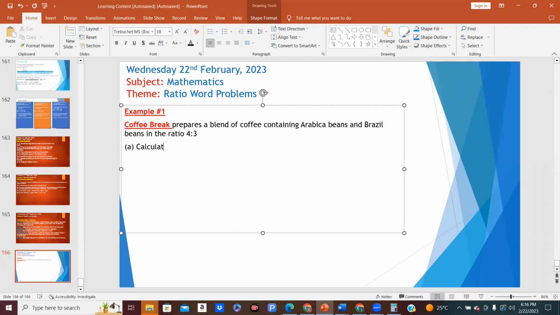Question A: Calculate the weight of the Arabica beans in a blend of 455 grams. So we're going to calculate the weight of Arabica beans in a blend of 455 grams, and then after we do that, we're going to do another question, but let's deal with this one first.